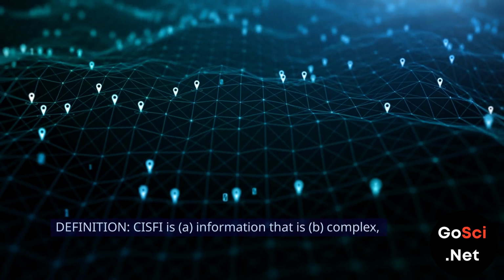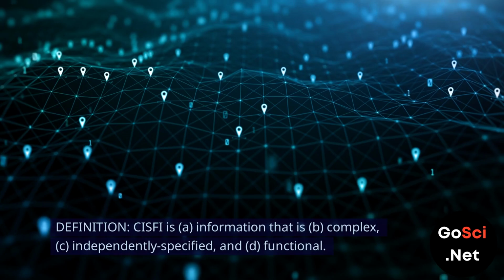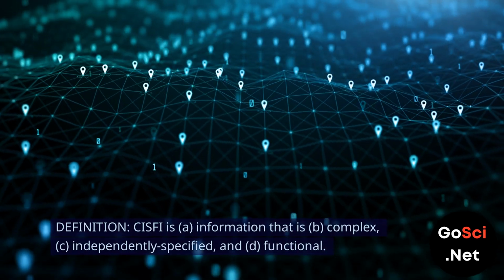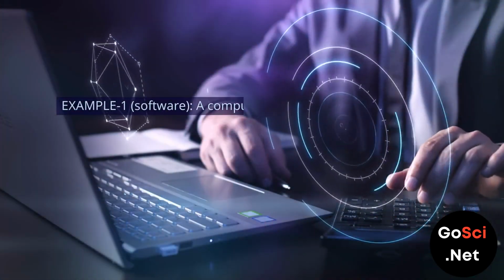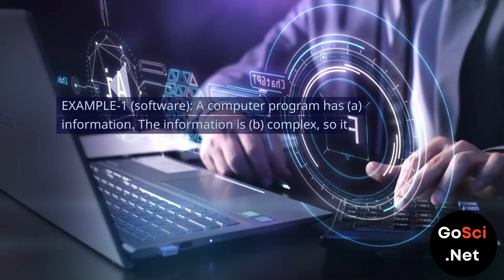Definition: CISFI is (a) information that is (b) complex, (c) independently specified, and (d) functional. Example 1. Software. A computer program has (a) information.